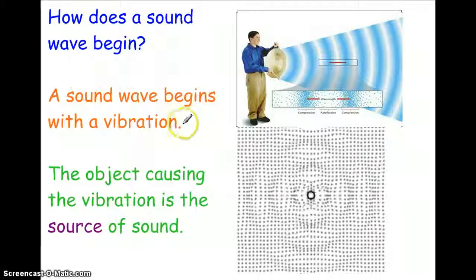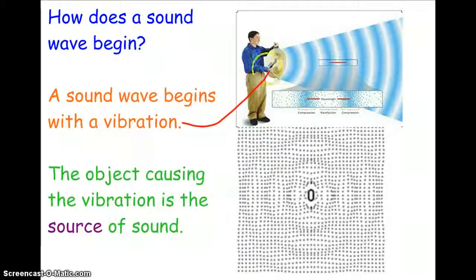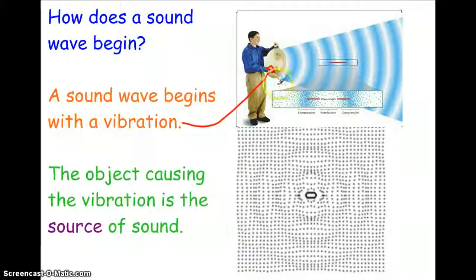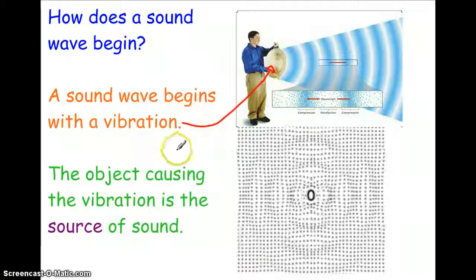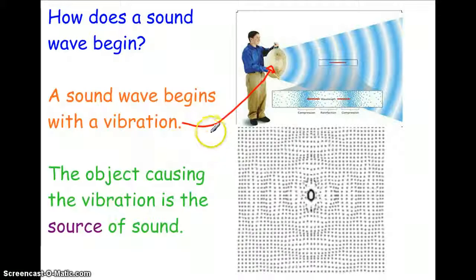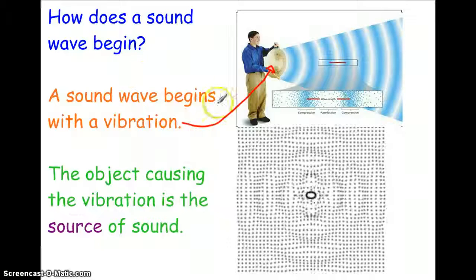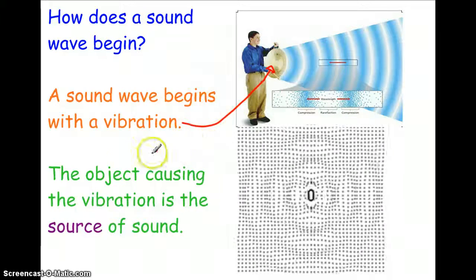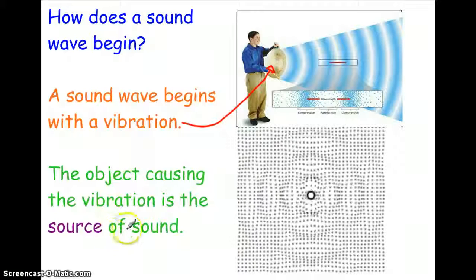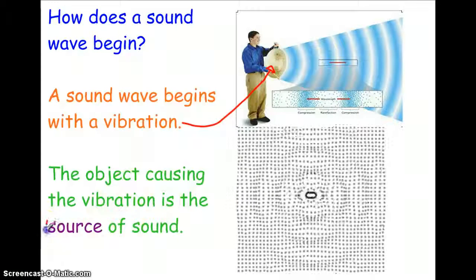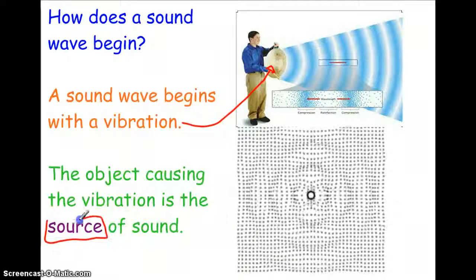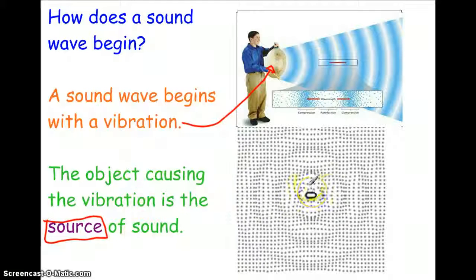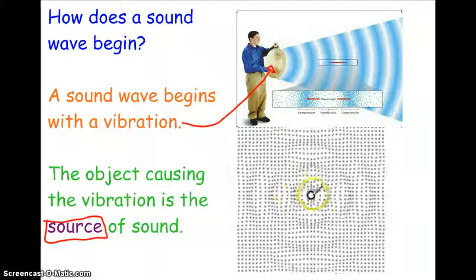How does a sound wave begin? A sound wave begins with a vibration. Whatever is causing that source of sound. It could be a clanging gong here, like we have in this picture. It could be your vocal cords or your larynx. So whatever is vibrating, that's what is causing the sound. That's the source. The object causing the vibration is the source of sound. The word you need to know. There's a sound source.